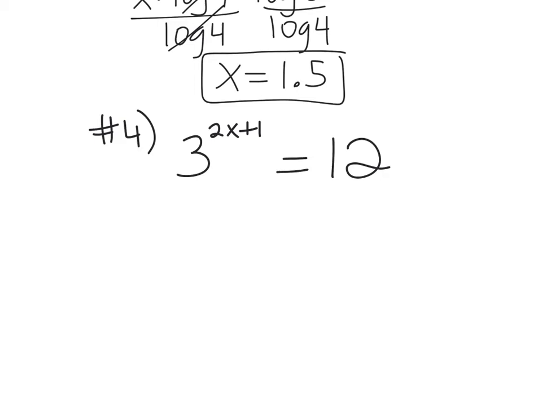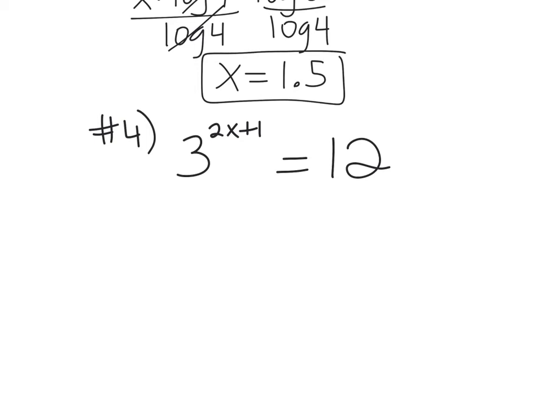Equals 12. Okay. Yeah, it got a little more complicated. Now, the power's isolated. You can't subtract 1. It's up there. It's up in the exponent. It's not down here next to it. You can't bring it over. So really, the power's isolated already. So your next step, then, is to log both sides.